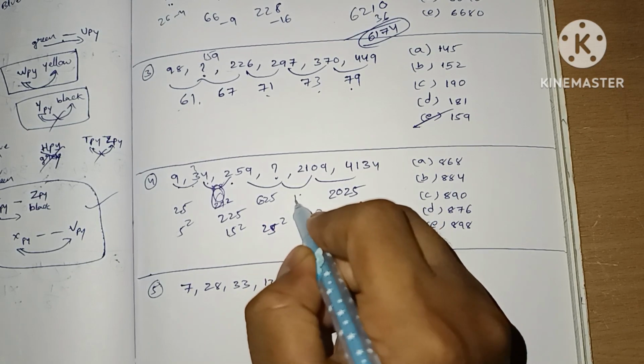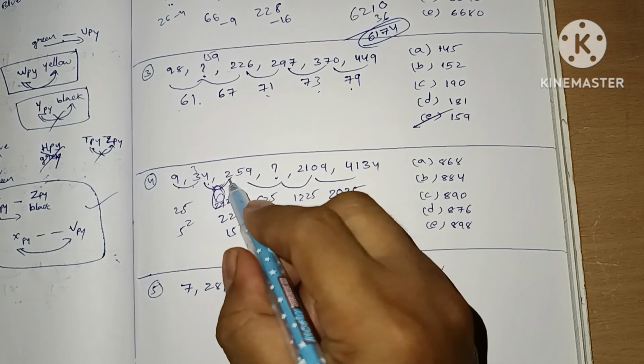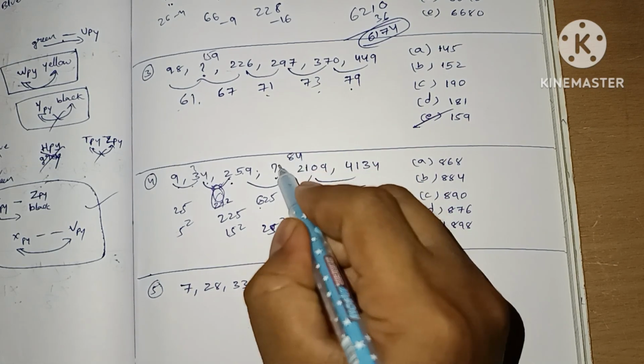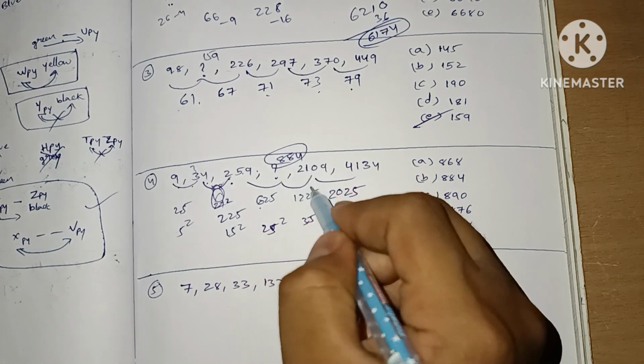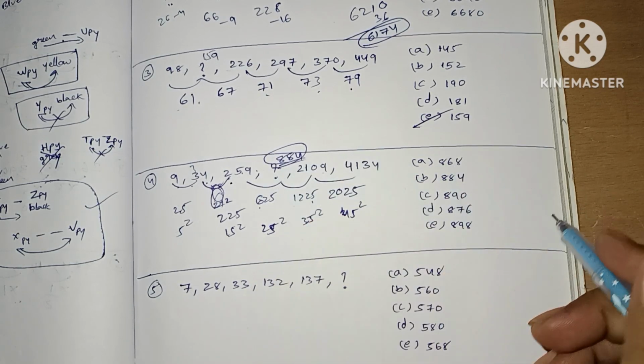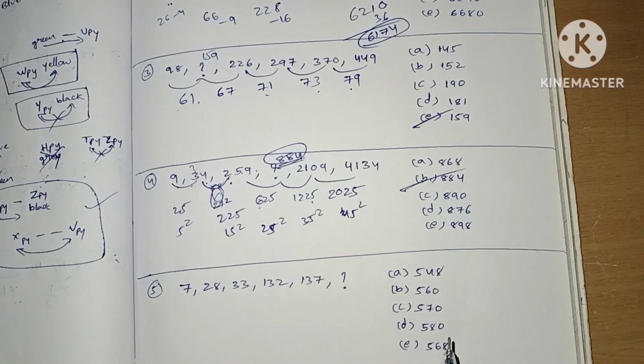35 square is 1225. So 259 plus 625 will be 884. 884 plus 1225 will be 2109. So our answer will be 884. Option B is our answer.